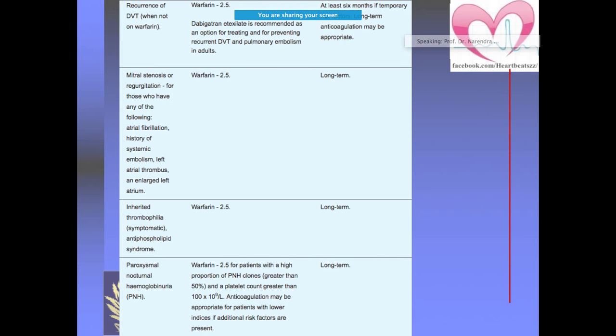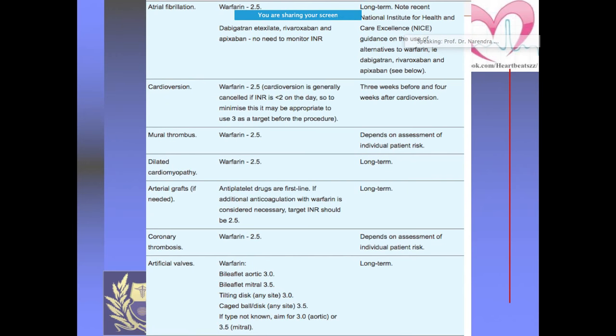If there is a patient with mitral stenosis or mitral regurgitation, and this patient is having AF, a systemic embolism, left atrial thrombus, or even an enlarged left atrium, you have to use warfarin with a target INR of 2.5. Similarly, if there is a patient with inherited thrombophilia, the warfarin INR range should be 2.5. The same thing applies for paroxysmal nocturnal hemoglobinuria, which is called PNH. For AF, we all know, you should always try to calculate the CHA2DS2 scoring, and on the basis of that, you can decide to use it.